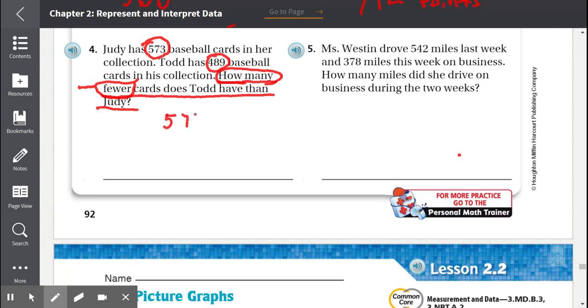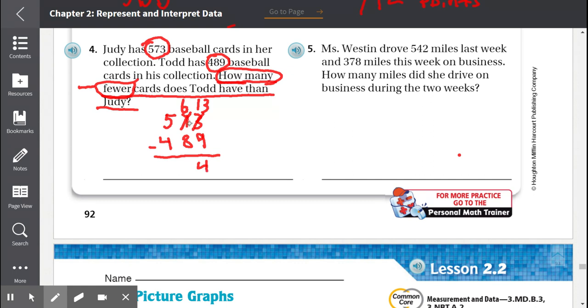Now, the numbers we're going to subtract, 573 minus 489. We start with the ones place. 3 minus 9, we can't do that. So this 3 has to borrow from the tens place. It takes 1 away from this 7. This 7 now becomes a 6. And this 3 becomes a 13. 13 minus 9 equals 4.